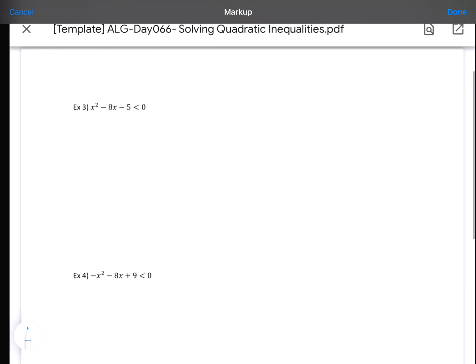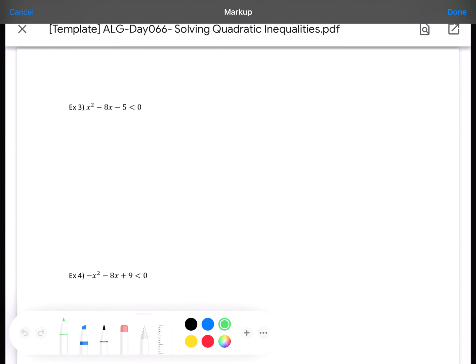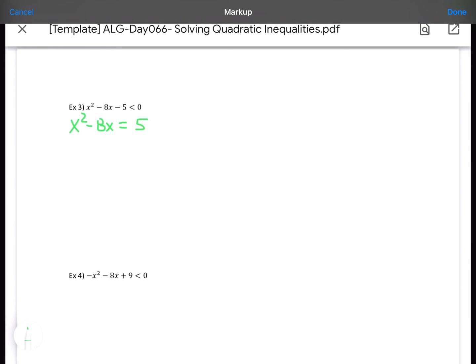If we look at number 3, we have to use completing the square in order to factor, because we can see that a times c is negative 5. There's no two numbers that multiply to negative 5 and add up to negative 8. So we have to do completing the square. I'm going to move my c value over, and I'm just going to use an equal sign just to make it simpler right now.